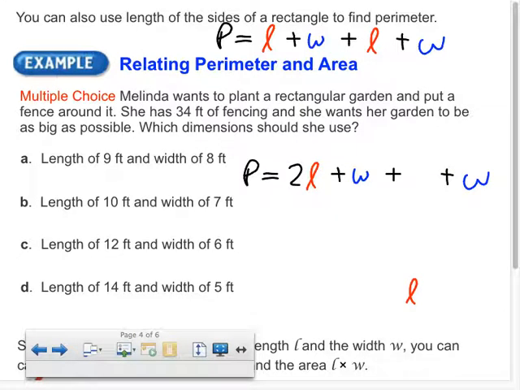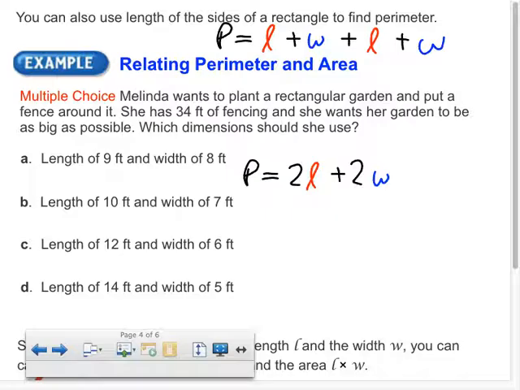But now I got to take care of my W's, right? So now I have these W's, right? So what's W plus W? Very good, 2W. So now here's the formula that you typically see in a book. It's going to be 2 times the length plus 2 times the width.